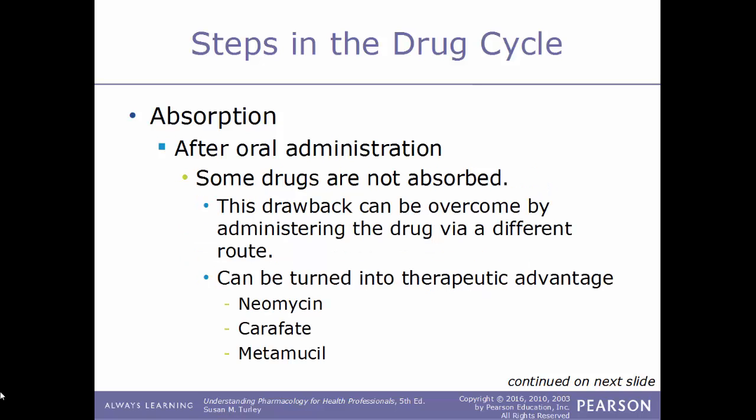Now, some drugs are not absorbed, and this drawback can be overcome by administering the drug with a different route. So even though this is a drawback, for some drugs this could be turned into a therapeutic advantage. Some examples of that would include neomycin, Metamucil, and Carafate. You wouldn't want these to be absorbed because it would lessen their strength and their effectiveness. All 3 of these will be much more effective if they are present in higher concentrations.